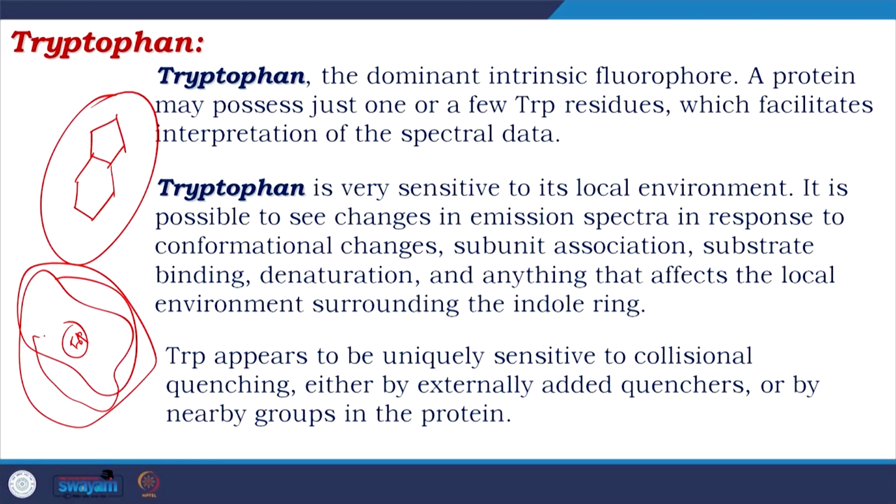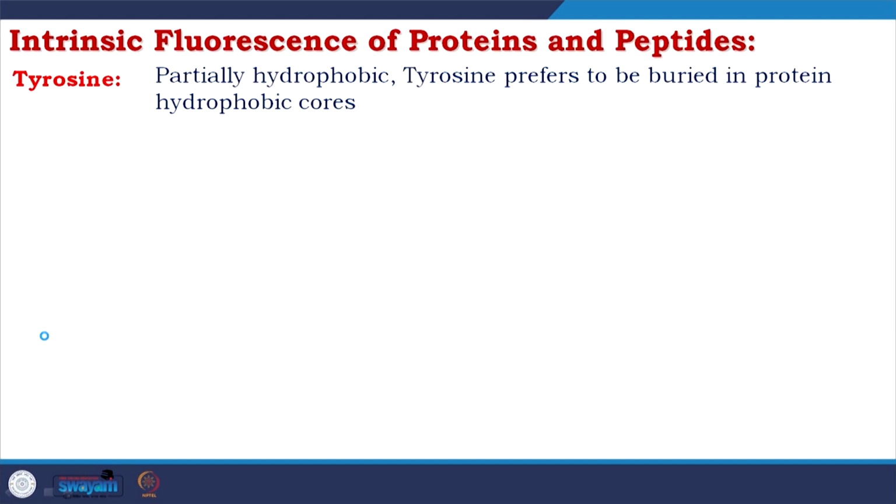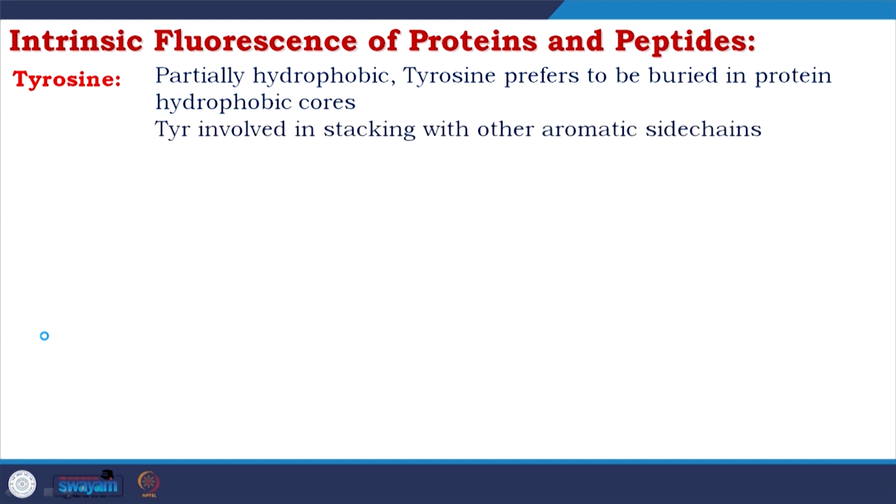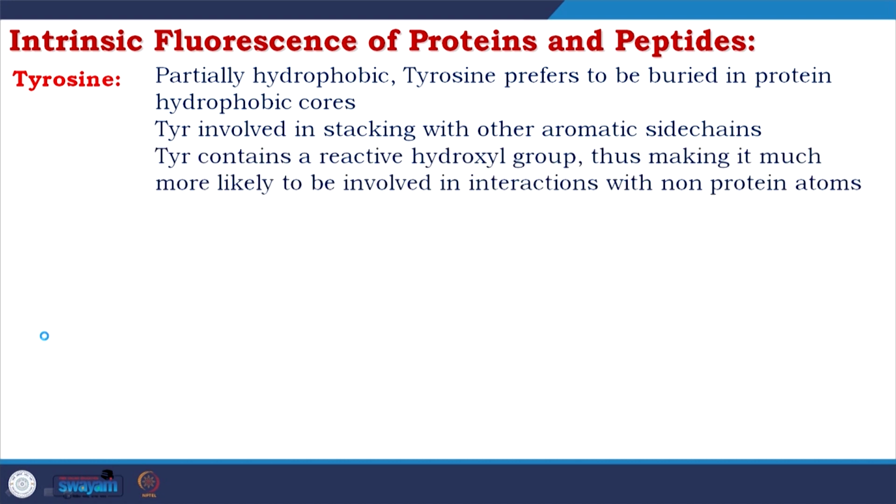Tryptophan appears to be uniquely sensitive to collisional quenching either by an externally added quencher or by nearby groups in the protein. Tyrosine is partially hydrophobic. Tyrosine prefers to be buried in protein hydrophobic cores. Tyrosine is involved in stacking with other aromatic side chains. Tyrosine contains a reactive hydroxyl group, thus making it much more likely to be involved in interaction with non-protein atoms, as well as a lot of the time losing the proton.